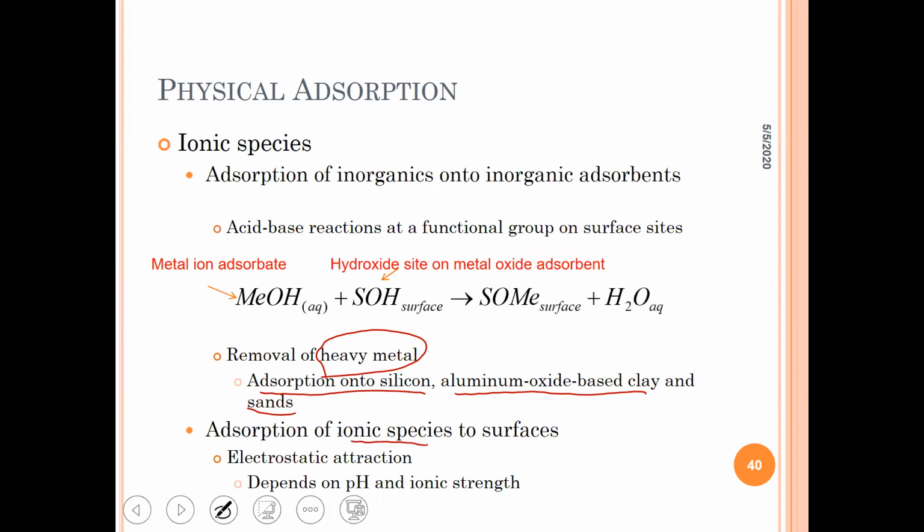Adsorption of ionic species to the surface depends on electrostatic attraction and also pH and ionic strength. Anyway, when you want to remove heavy metal, you have to use a metal oxide adsorbent, which has hydroxide sites. The hydroxide can be attached with the metal, and together water will form. The metal will then attach on the surface.